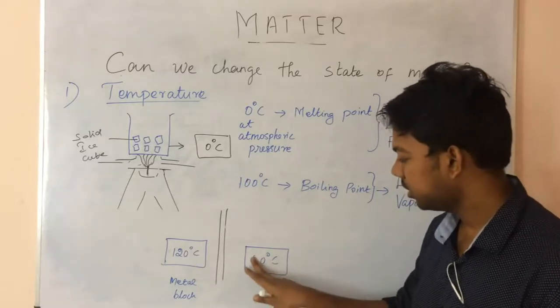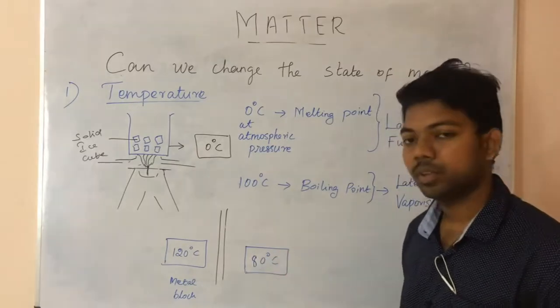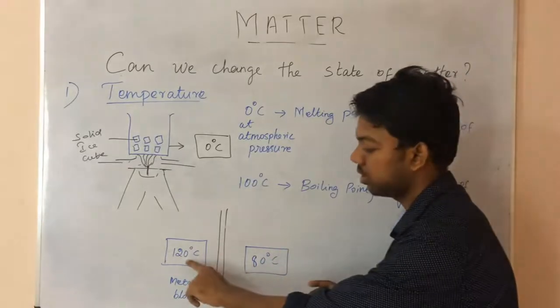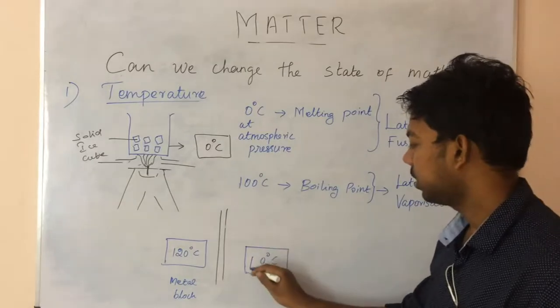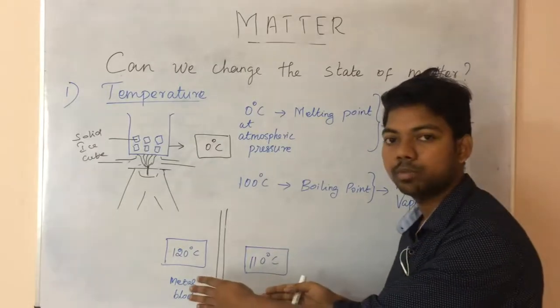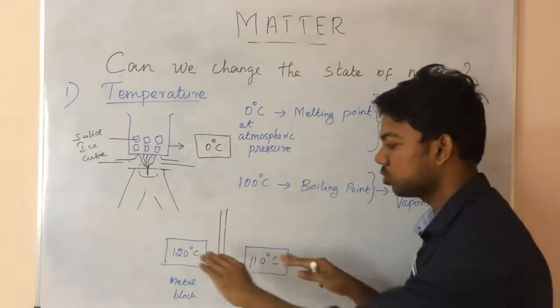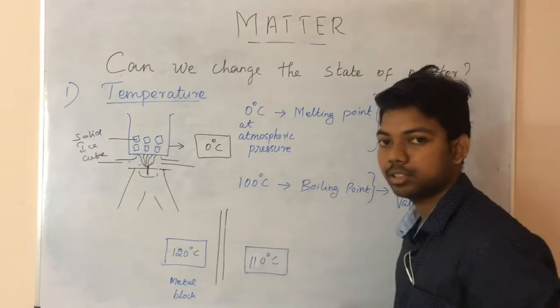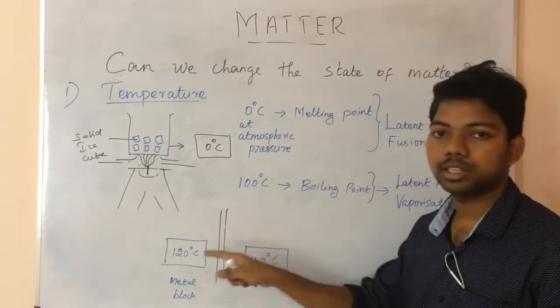Now I am maintaining this second block at 80 degrees Celsius. If you touch it by hand, you can say this block is hotter. Now I am maintaining it at 110 degrees Celsius. Can you compare now? Your perception will say the two blocks have the same kind of temperature. So there is a need to find this temperature difference.